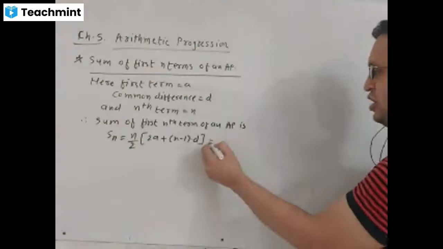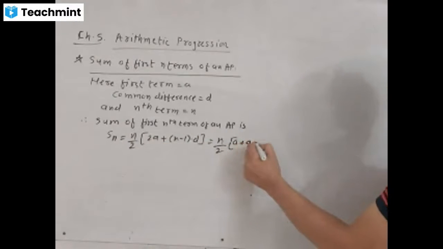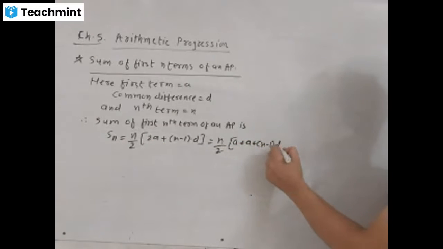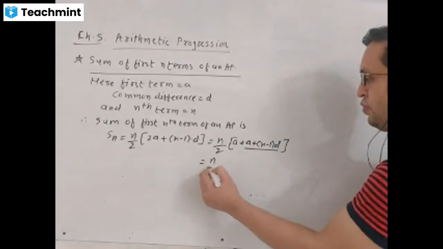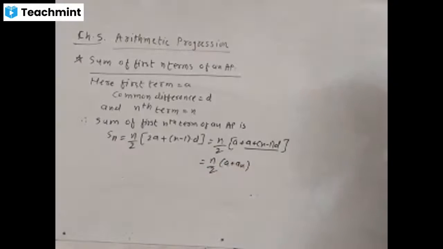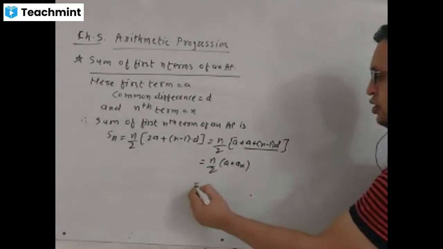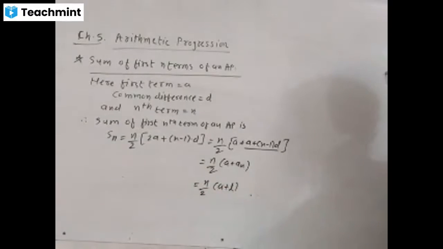Or it is same as n by 2 into a plus a plus n minus 1 into d. But a plus n minus 1 into d is equal to an, the nth term of an AP. Otherwise, an is equal to the last term of an AP. Therefore, Sn is equal to another formula, n by 2 into a plus an.